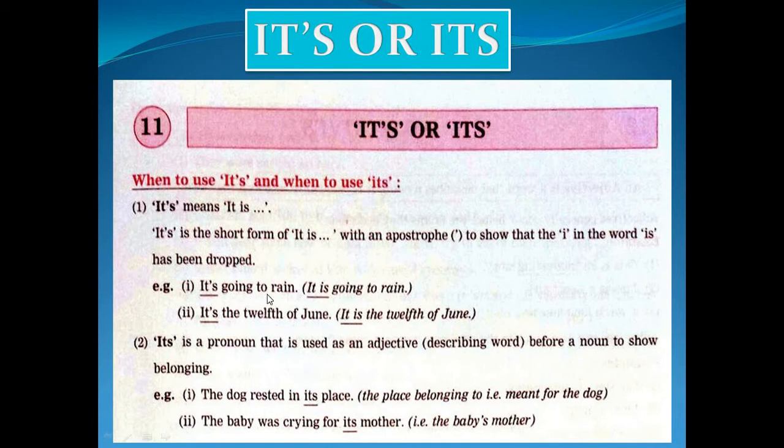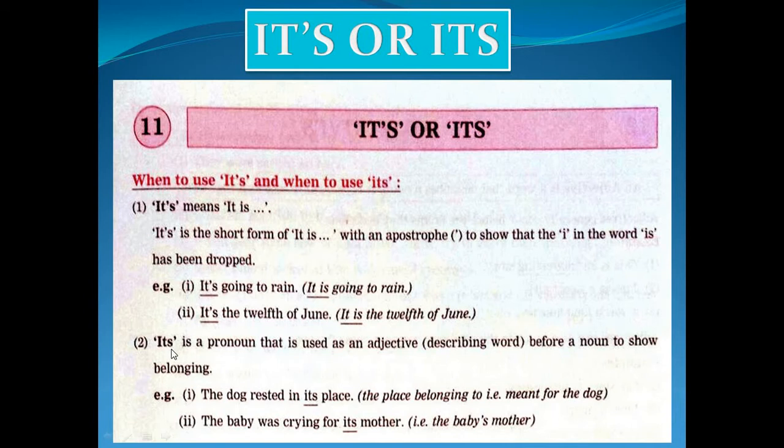It's going to rain. In other words, how can we write it? It is going to rain. So the short form of it is is written as it's, it apostrophe s. Second is, it's the 12th of June. That is, it is the 12th of June.